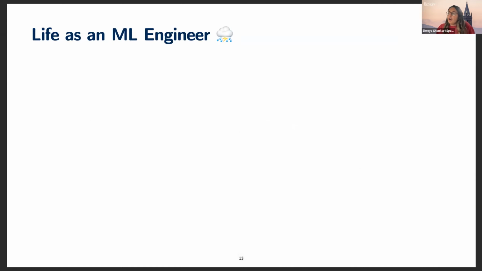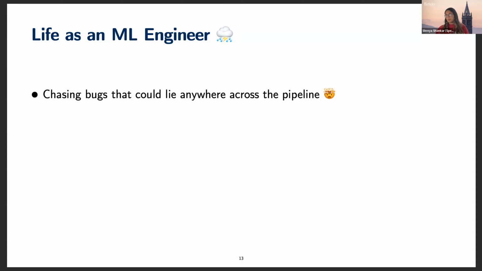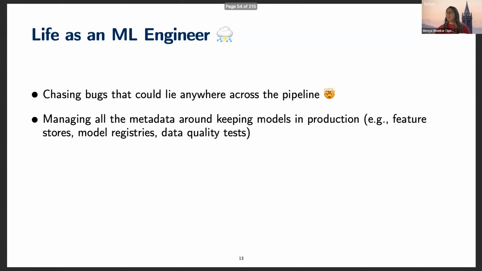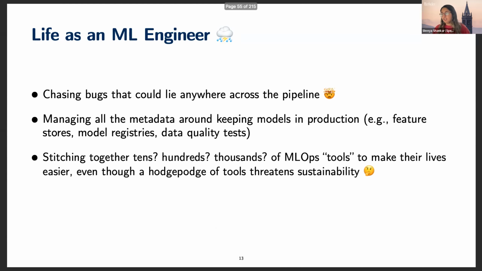So as a result of this hodgepodge of tools, life as an ML engineer is a little bit crazy. You're fighting storms 24/7, chasing bugs that could lie anywhere across the pipeline, managing all this metadata around keeping models in production. We've heard all of these buzzwords of feature stores and model registries and evaluation stores and data quality tests. How do we centralize all of this information? How do we stitch together all of the tools that we're using to manage all this metadata to make our lives easier? And this is hard.